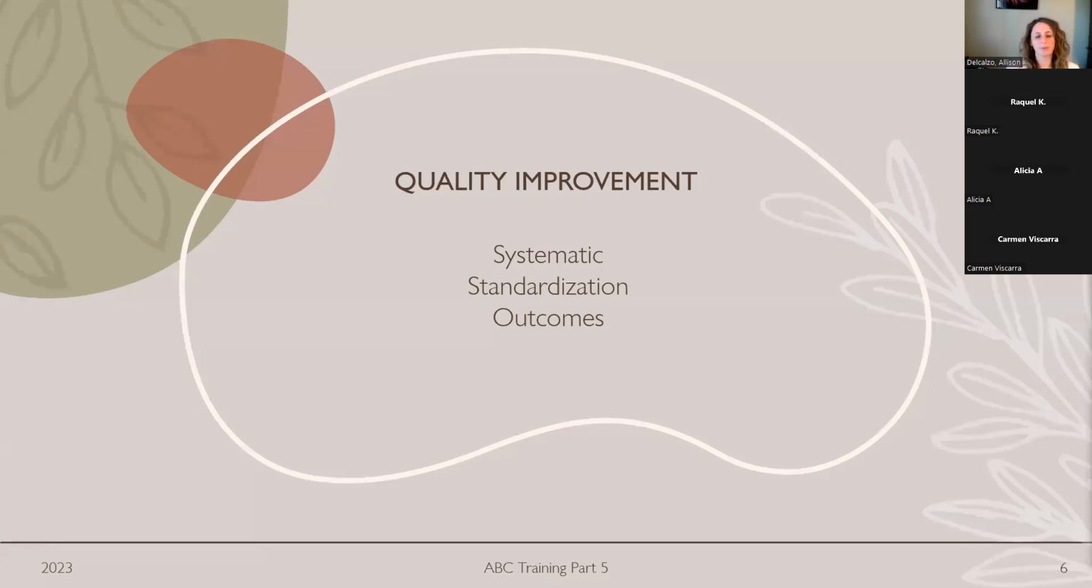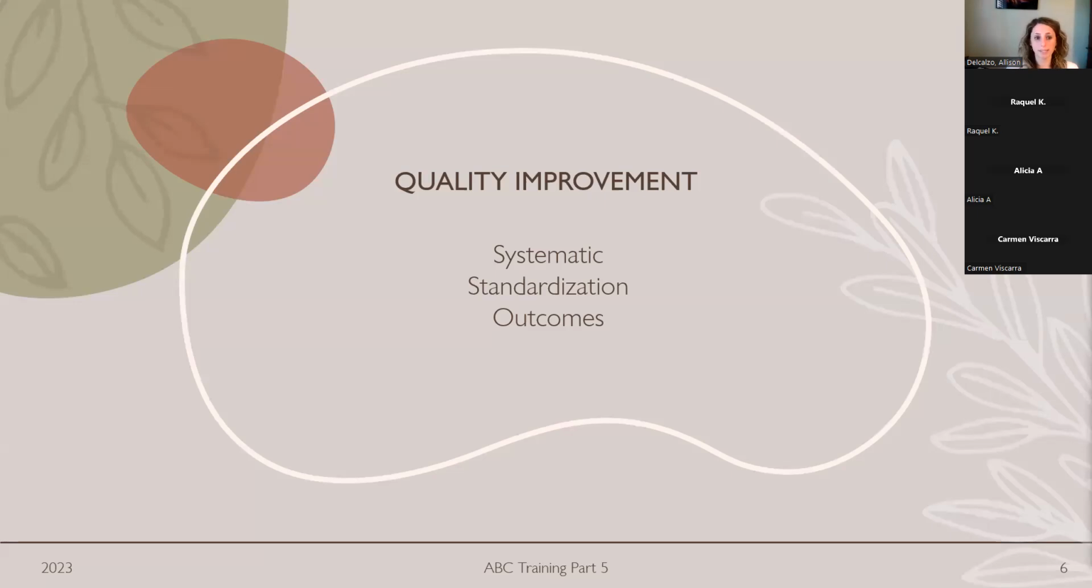So quality improvement. When I think about quality improvement, I think about these three words. The first is systematic. Quality improvement happens systematically. There are steps to the process. You don't just choose a thing to work on and say, look, I've improved the quality, right? You need to have a few different elements. And we're going to talk about what those are.